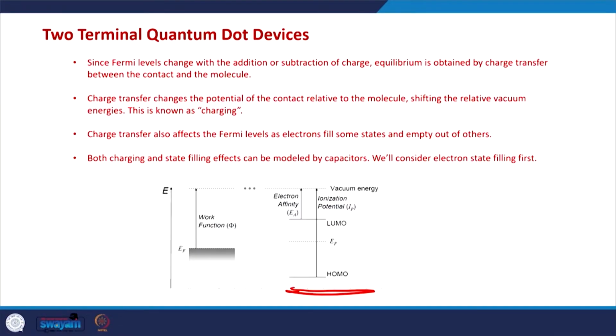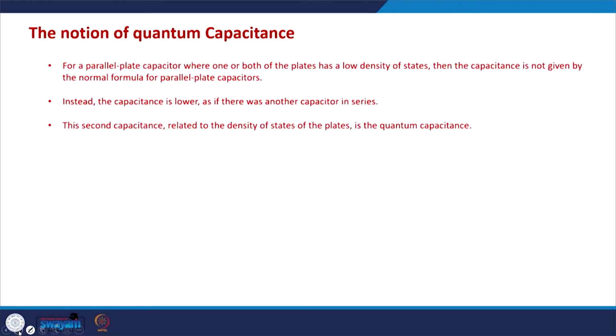So the change in the Fermi level, which is required to achieve the equilibrium, depends on two things. One is the state filling, and second is the charging. Okay. So this is the key point here, and corresponding to the state filling, we have the notion of quantum capacitance. So let's quickly have a look at the notion of quantum capacitance.